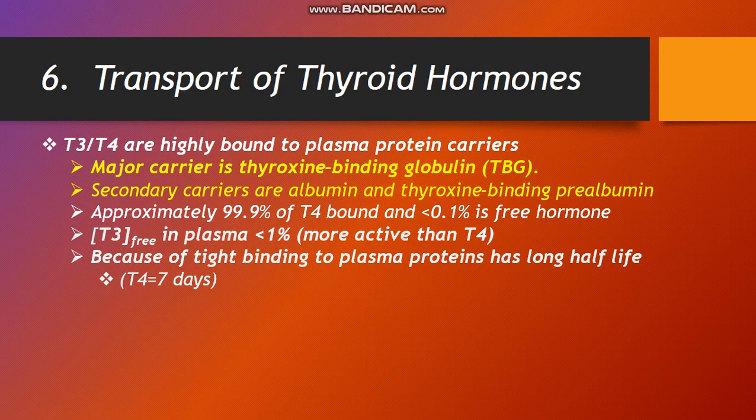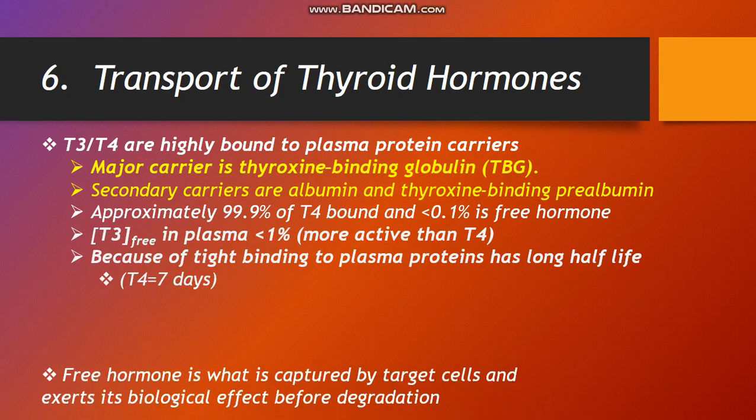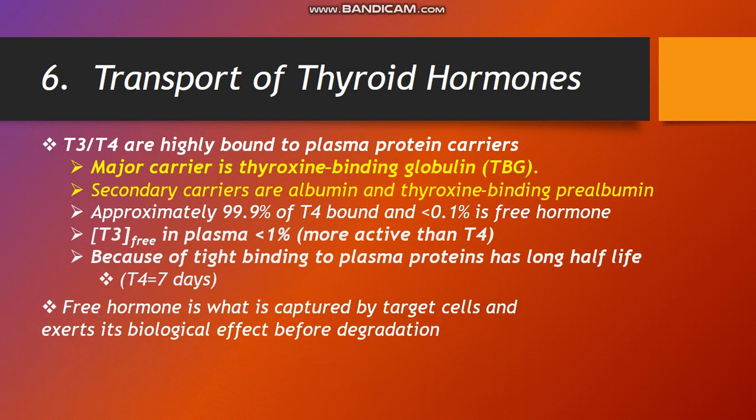Approximately 99% of T4 is bound and less than 0.1% is free hormone. T3 free in plasma is less than 1%, more active than T4. और ये याद रखिए कि T4 को भी एक्टिव होने के लिए पहले T3 में मेटाबॉलिकली चेंज होना पड़ेगा and then it will be performing its function. Because of a tight binding to plasma protein, it has a long half-life. T4: 7 days. Free hormone is what is captured by the target cells and exerts its biological effect before degradation.